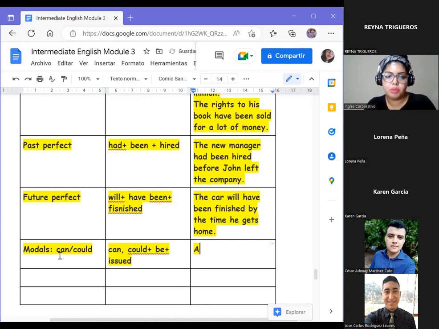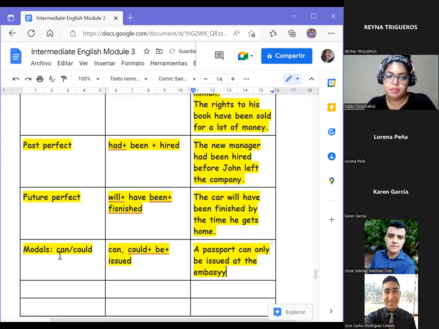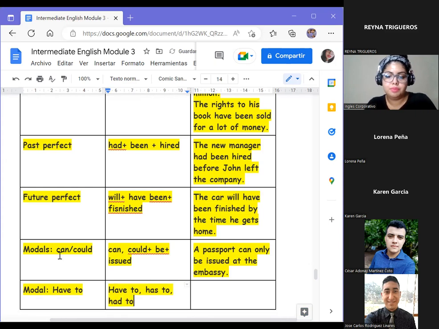And we have the example, a passport can only be issued at the embassy. I mean, double S. Then we have the modal have to. Again, we are going to use have to or has to, plus be, plus the past participle, arrange.